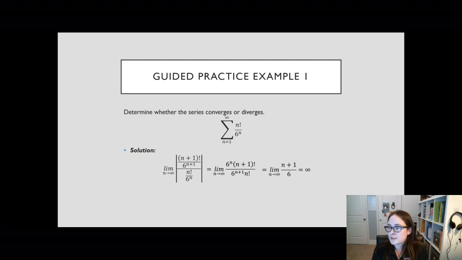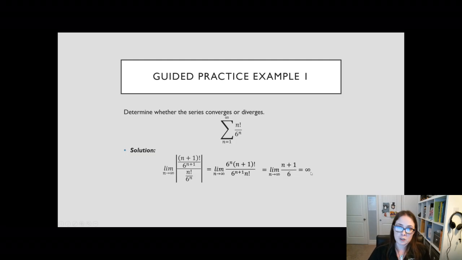And there's more videos on this that explain it in a little bit more depth than I just did, so definitely check those out. But this is going to simplify to just an n plus 1 on the top, the n factorials canceled, and then that 6 on the bottom.